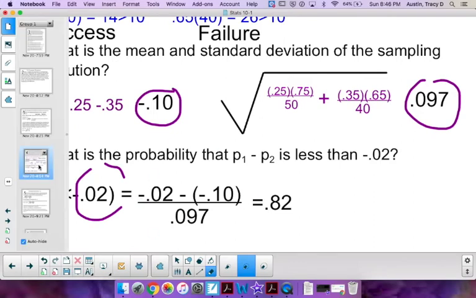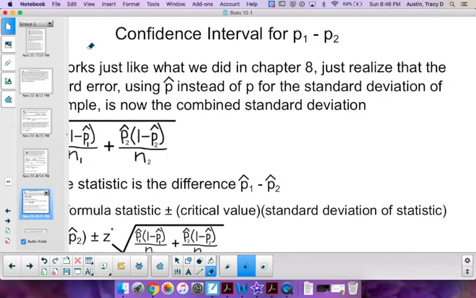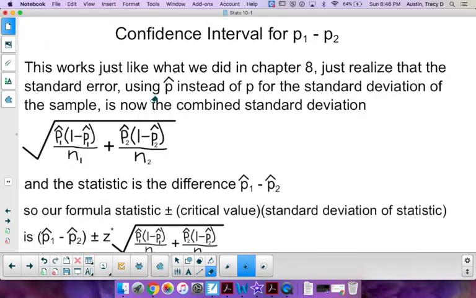All right, so let's take a look as far as doing a confidence interval.